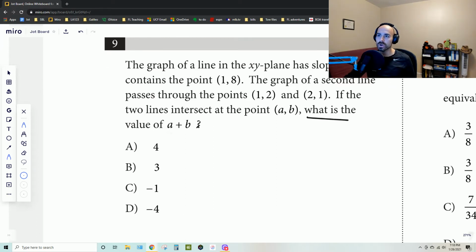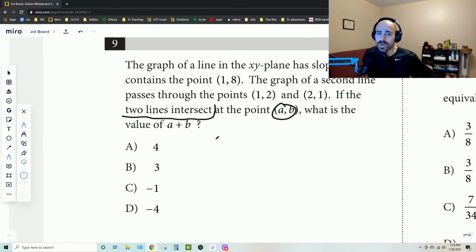Well, they want us to know first where the two lines intersect, and then once we figure out what those coordinates are, we're just adding them together. They're just giving us an extra step on a problem that's pretty standardly given to us in our math class. That's classic SAT. So how do we do this? We're going to need point slope form.